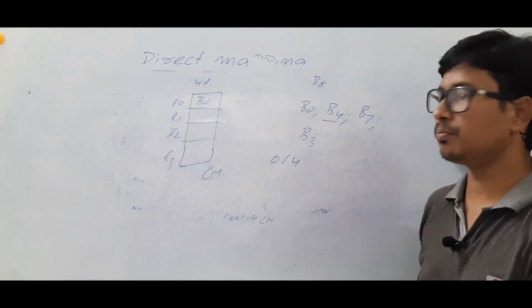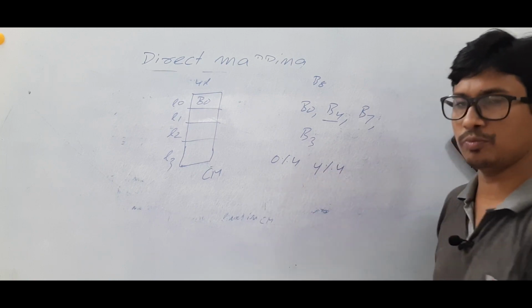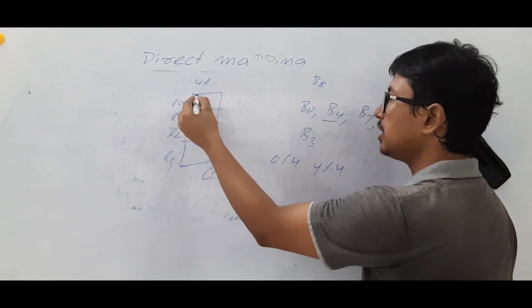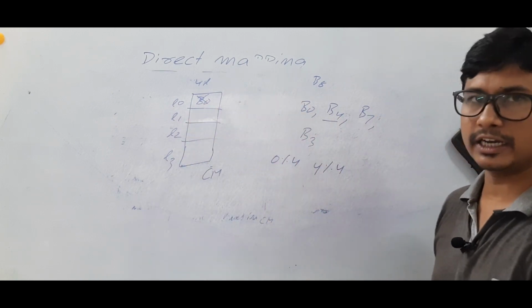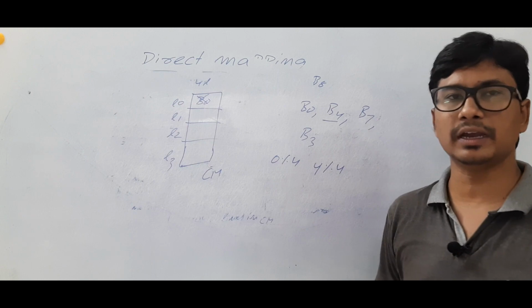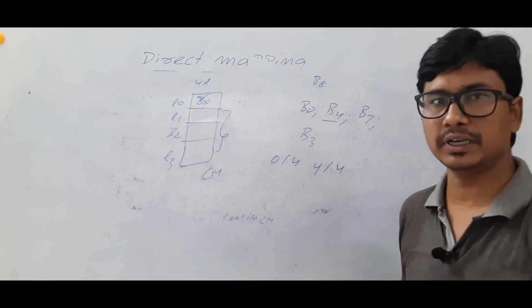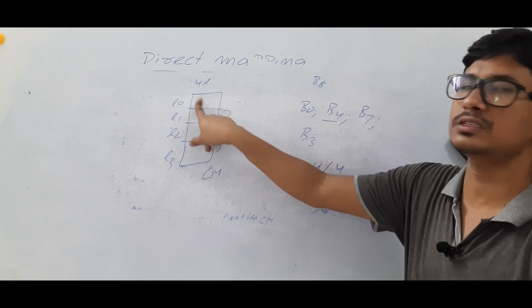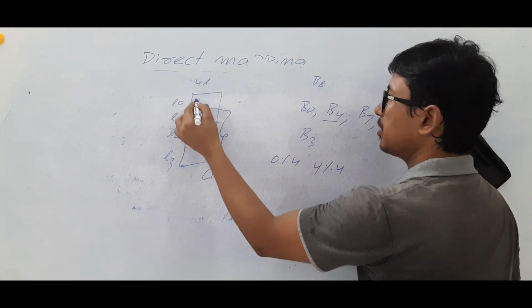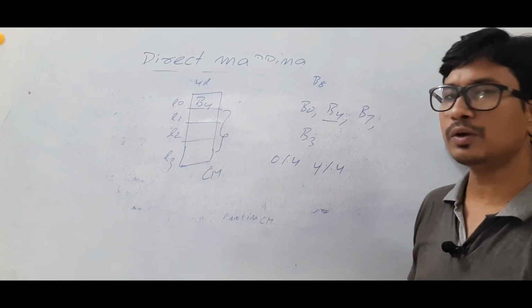In the main memory, block number 4, where do you have to keep it in the cache memory? 4 modulus 4 gives 0. You have to replace this one, because block 4 also needs to be kept here. At a time, only one block can be kept in a line. Even though the remaining 3 lines are empty, you need to replace block number 0 by keeping block number 4. Are you able to understand?